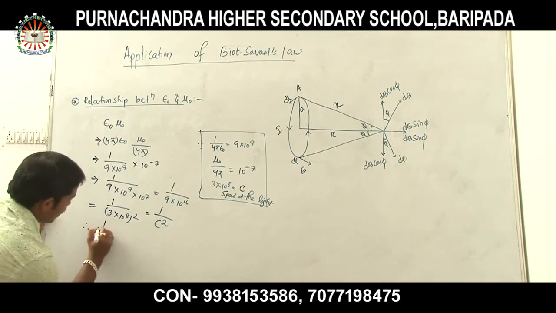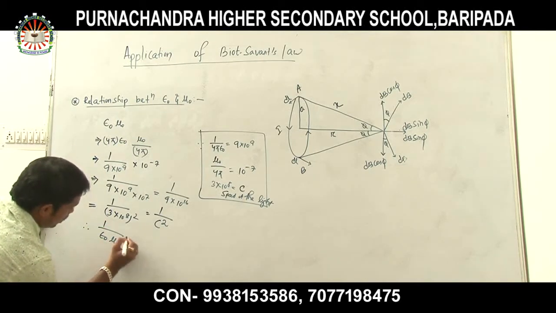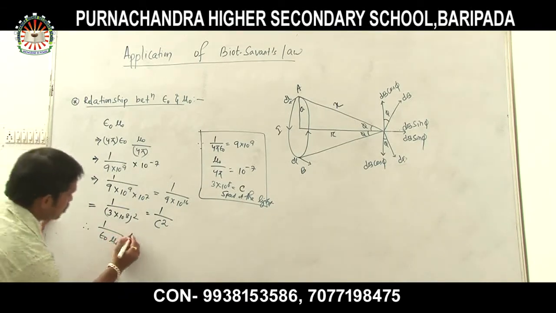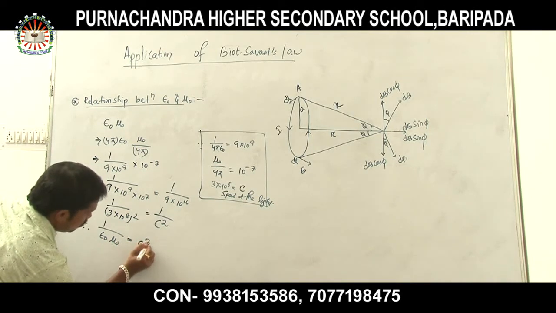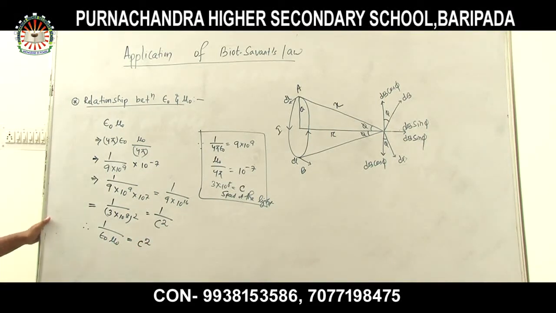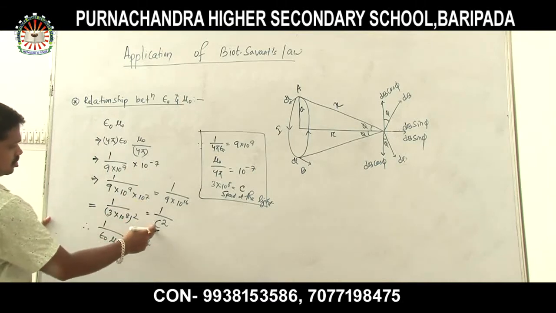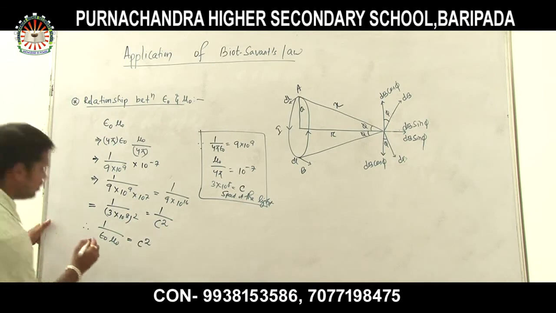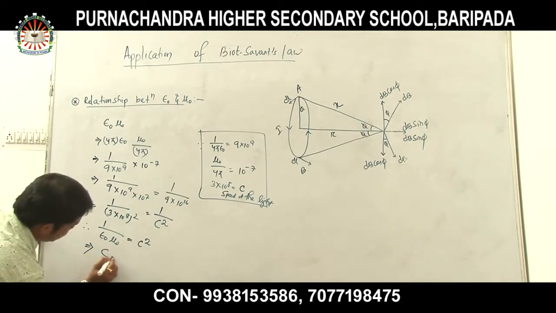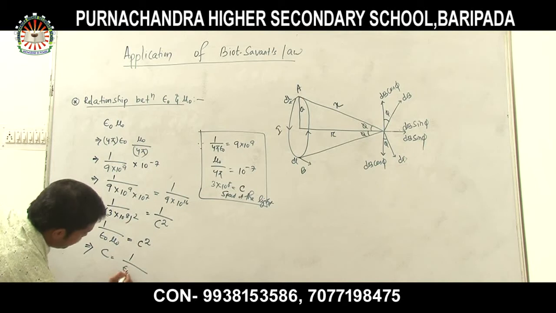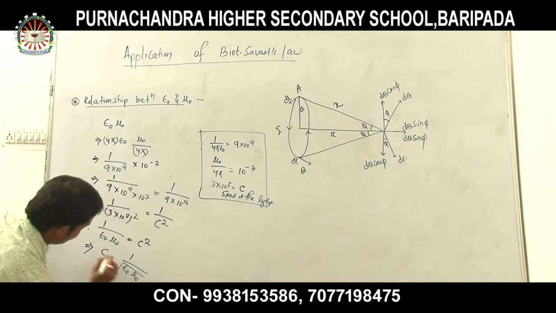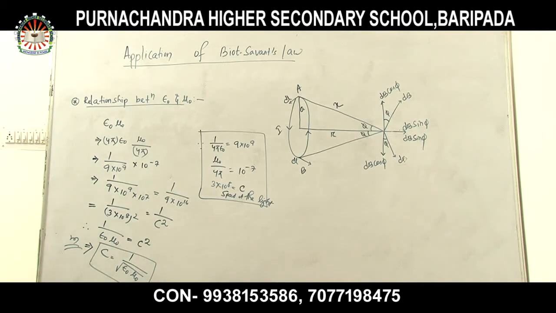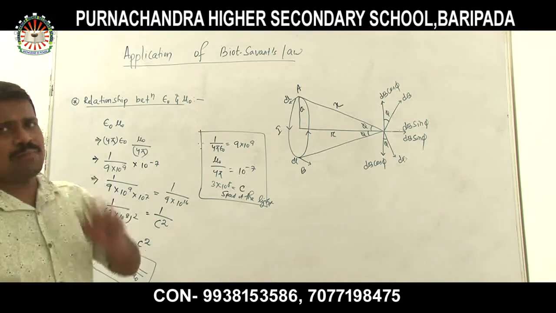So 1 divided by epsilon 0 into mu 0 is equal to C square. If epsilon 0 mu 0 is equal to 1 by C square, then I can write C square is equal to 1 divided by epsilon 0 mu 0, and that implies C is equal to 1 divided by the square root of epsilon 0 into mu 0, which is a very important relation between the permeability and the permittivity.